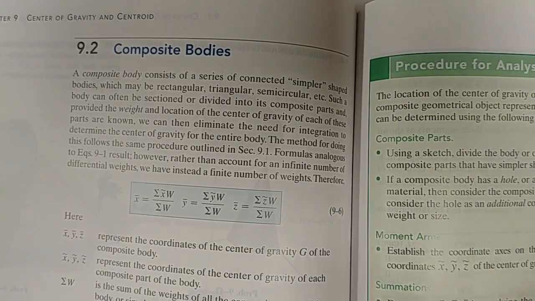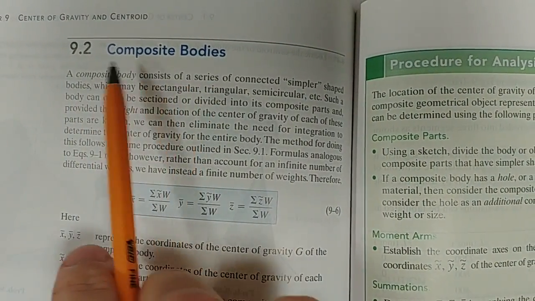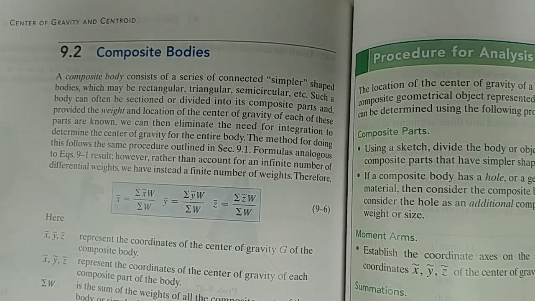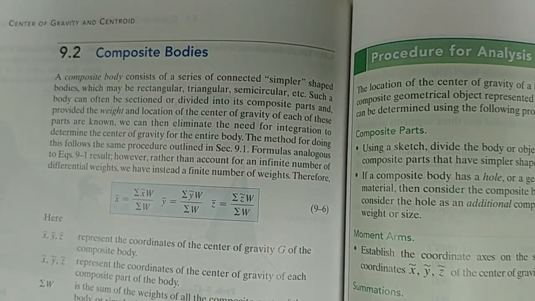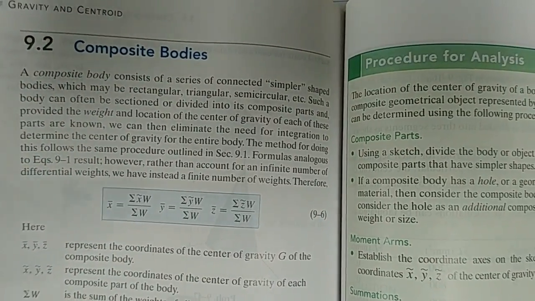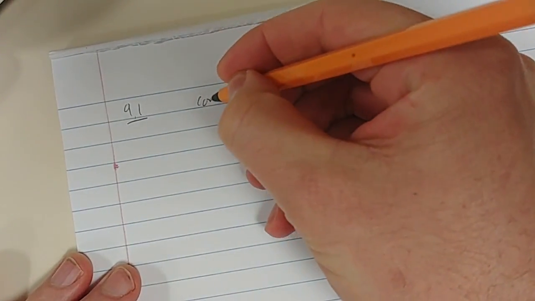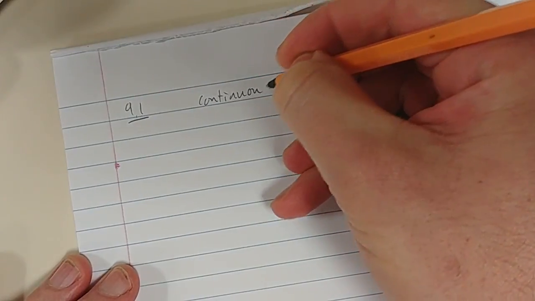Okay, chapter 9.2, composite bodies. Guys, the basic difference between chapter 9.1 and 9.2 is that in 9.1 we considered continuous systems, right?